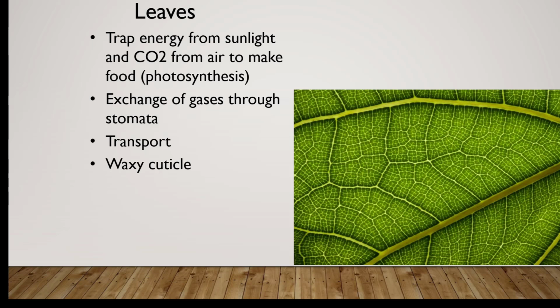Okay, leaves trap energy from sunlight and CO2 from air to make food. And when you talk about feeding your plants, we are not able to feed your plants. The plant can feed itself. When you're fertilizing a plant, what you're doing is providing minerals to the plant. So the leaves are where the exchange of gases occurs through the stomata, transport of sugars, and waxy cuticle make up leaves. And we'll talk about each one of these.